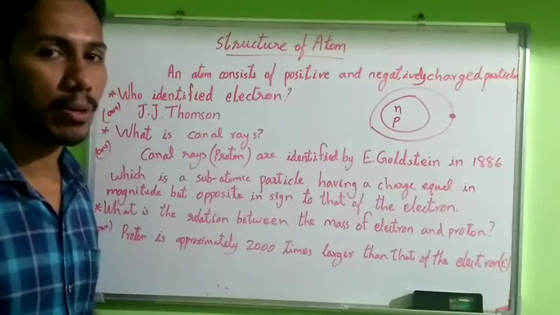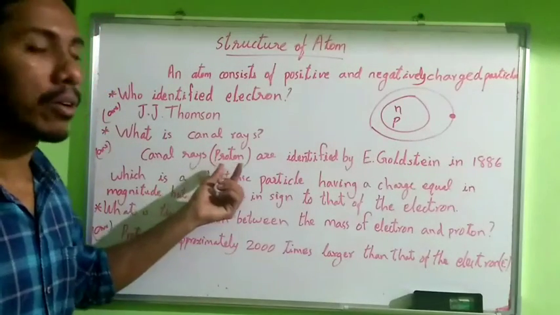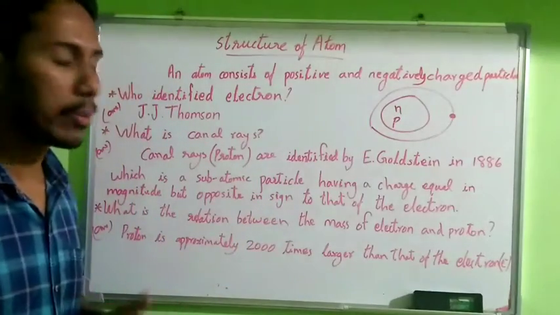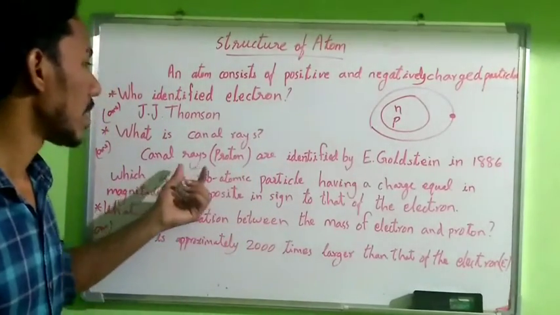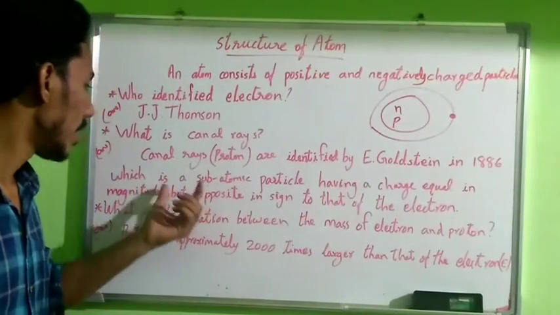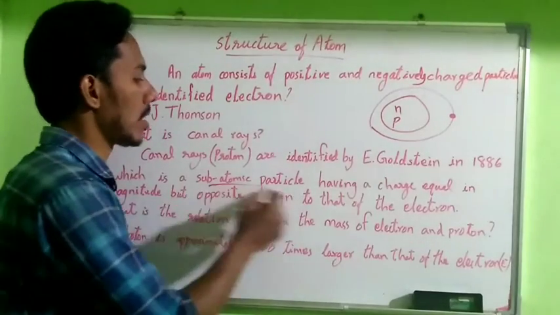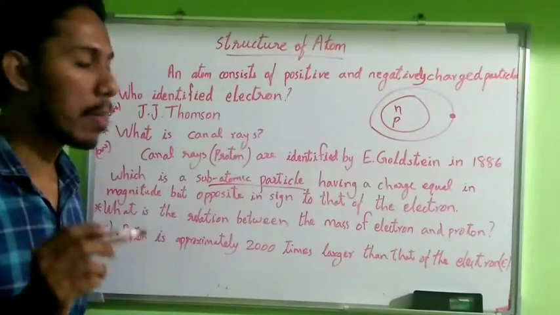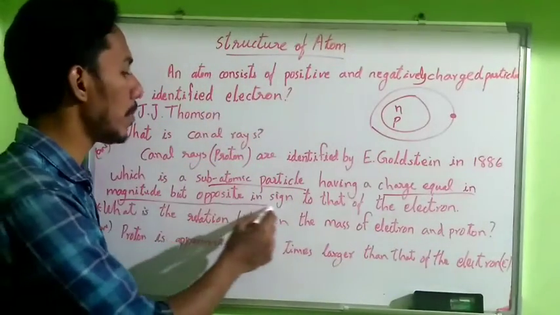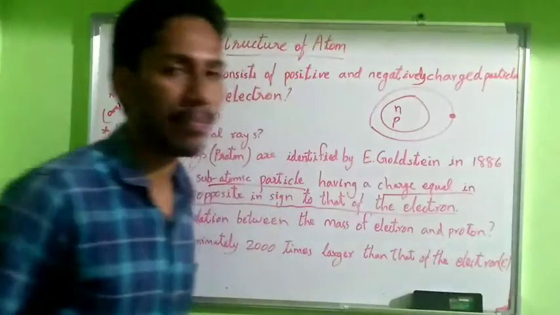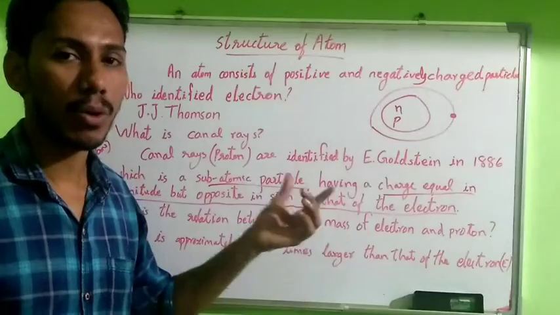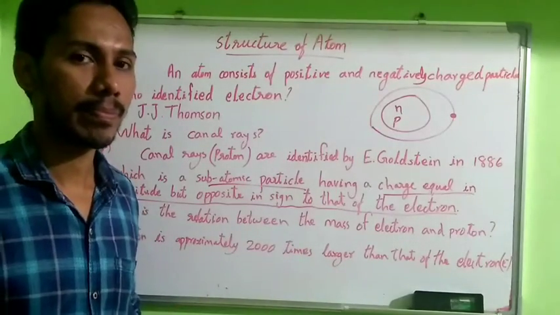What are the properties of the proton? The properties of protons are just opposite. The charge of the proton is just opposite to that of the electron. Canal rays were identified by E. Goldstein in 1886. The proton is a subatomic particle having a charge equal in magnitude but opposite in sign to that of the electron.